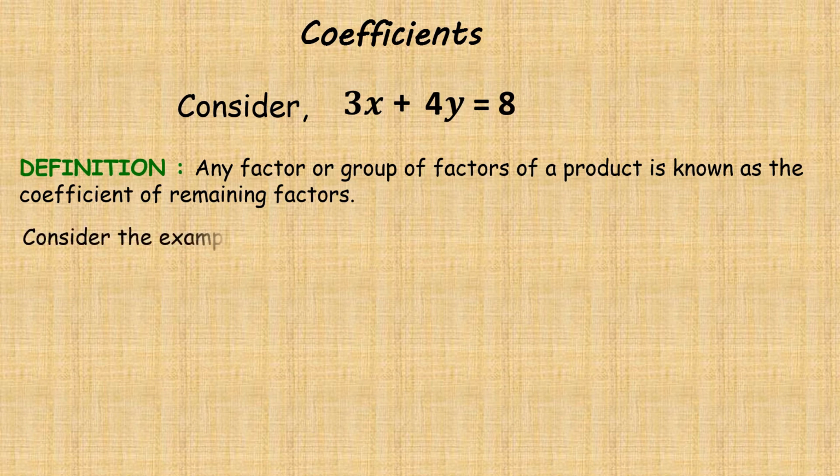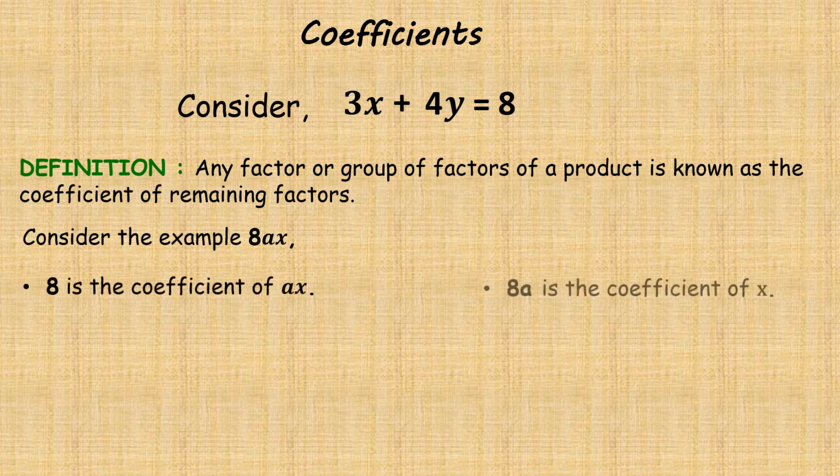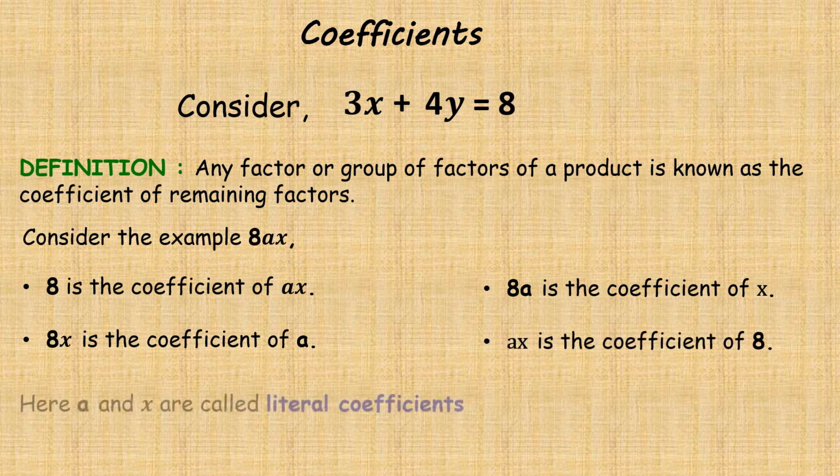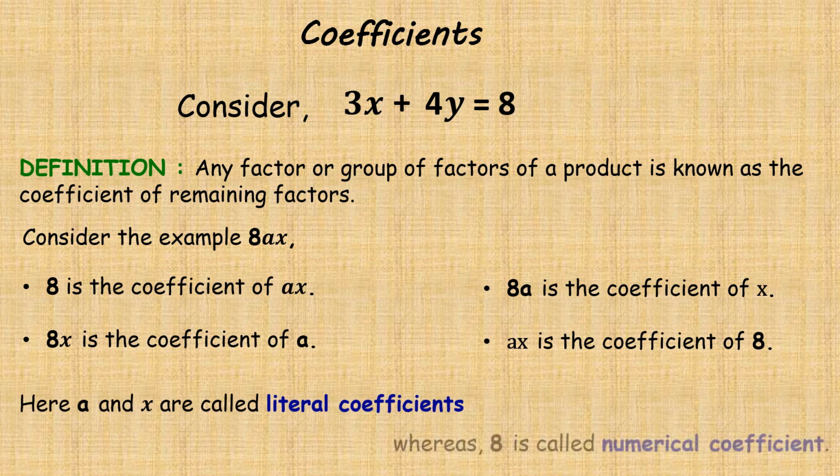Consider the algebraic expression 8ax. In this, 8 is the coefficient of ax. 8a is the coefficient of x. 8x is the coefficient of a. And ax is the coefficient of 8. Here, a and x are called literal coefficients, whereas 8 is called the numerical coefficient.